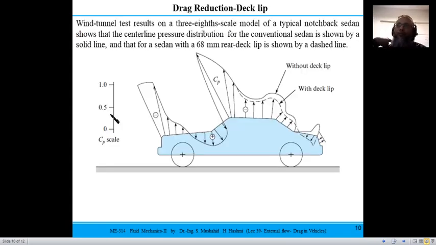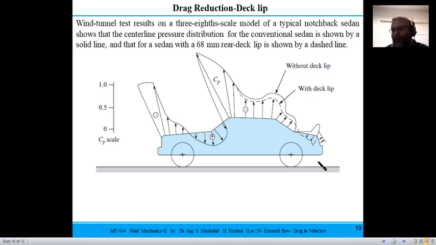One of the tasks on wind tunnel performed for a vehicle like a sedan shape body with the 3/8 scale model, and we can see the pressure distribution here. The pressure coefficient is plotted, and you can see this bold line is without a deck lip. With the deck lip, you can see the magnitude of this negative pressure has reduced on the rear side. So once the pressure difference is reduced, this pressure distribution reduces the drag as well.